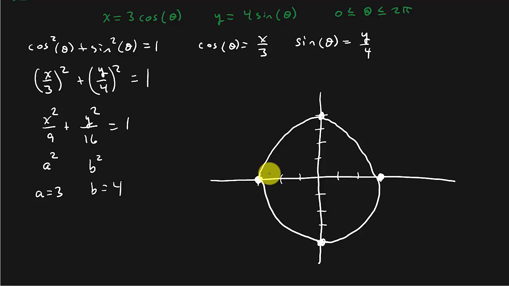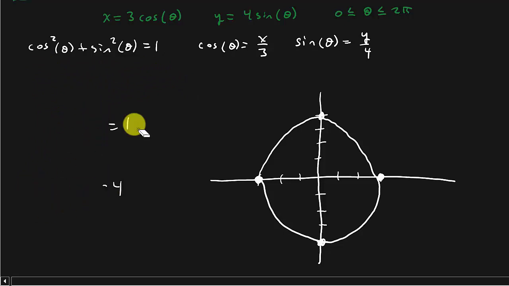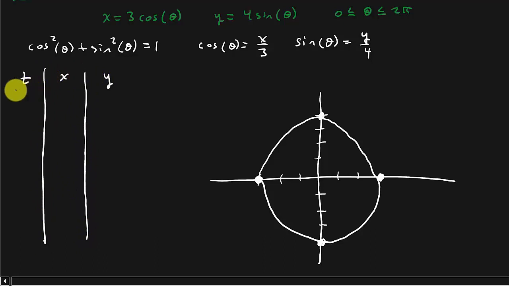All right, now what do we have to do? Well, let's make a table. I'm going to erase this so we can have the table right here so we can see what's going on. I've got t, x, and y. And what values am I going to plug in? I'm going to plug in 0, pi over 2, pi, 3 pi over 2, and 2 pi, and plug them each into here.